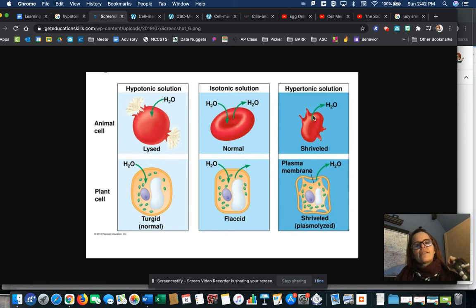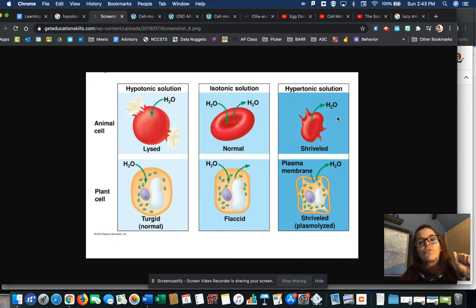So let's say this cell was 80% water on the inside, and 20% dissolved substances. And let's say that we put it in ocean water, and let's say ocean water, I don't know what number it is, we'll say 75% water and 25% salt. It's not that low, but whatever. So 85 on the inside, 75 on the outside. It's going to go from high 80 to low 75.